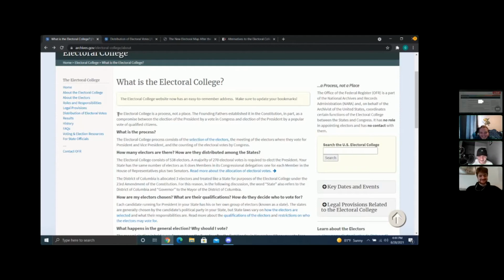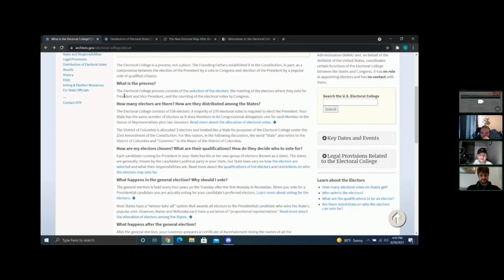All right, so what is the Electoral College? The Electoral College is a process, not a place. The Founding Fathers established it in the Constitution in part as a compromise between the election of the president by a vote in Congress and election of the president by a popular vote of qualified citizens. What is the process? The Electoral College process consists of the selection of the electors, the meeting of the electors where they vote for president and vice president, and the counting of the electoral votes by Congress.